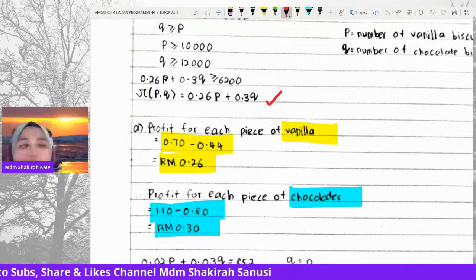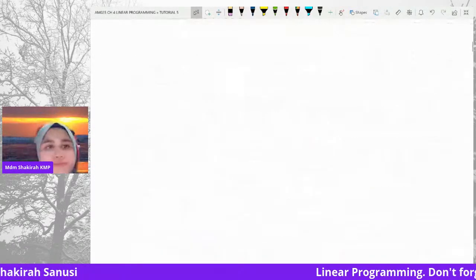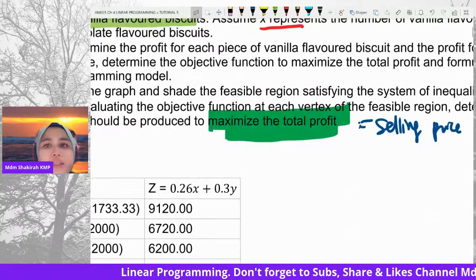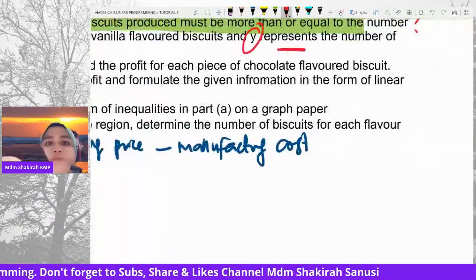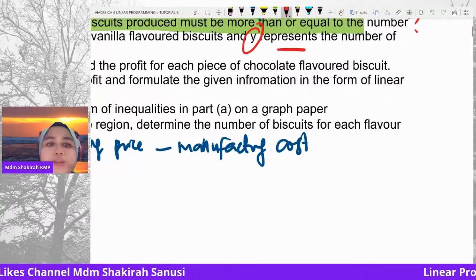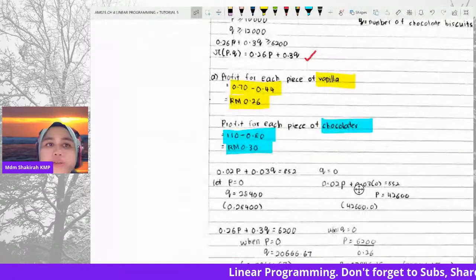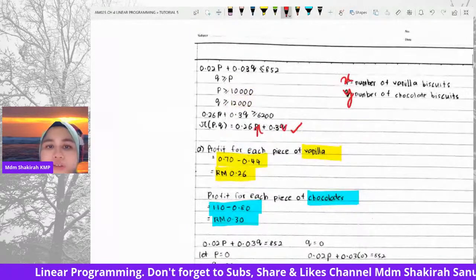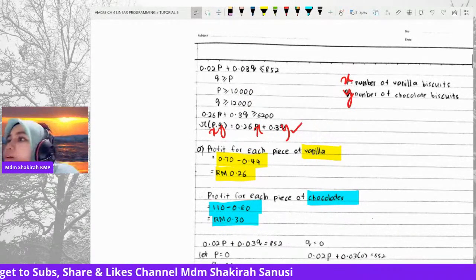Kenapa pakai P dengan Q ni? Why did you use P and Q? Sedangkan soalan define tadi X and Y. Okay. So kita tak boleh nak tukar. Kita jangan tukar sesuka hati. Biasanya pun kalau soalan tak define pun kita akan guna X dengan Y. Sebab kita akan lukis paksi X dengan Y. Alright. Okay. Jangan ubah. Okay, dekat buku masing-masing tolong ubah. Alright. So sekarang ni saya dah dapat saya punya objective function.